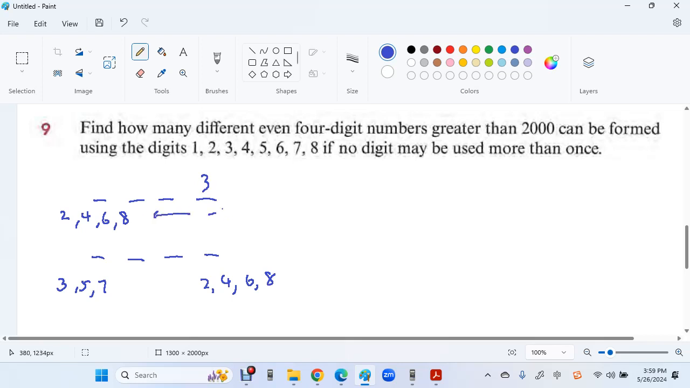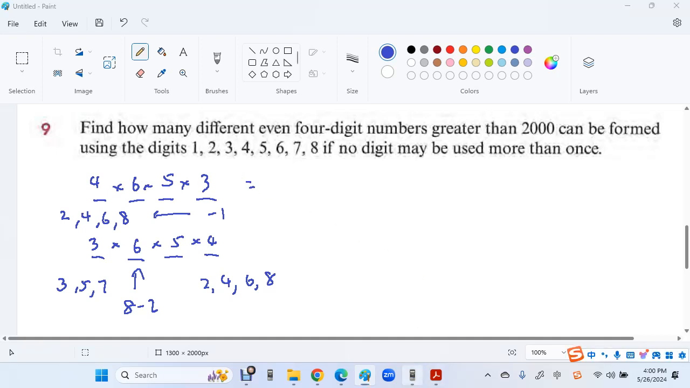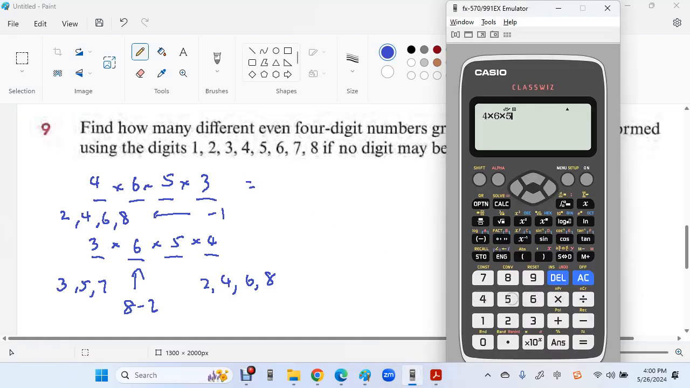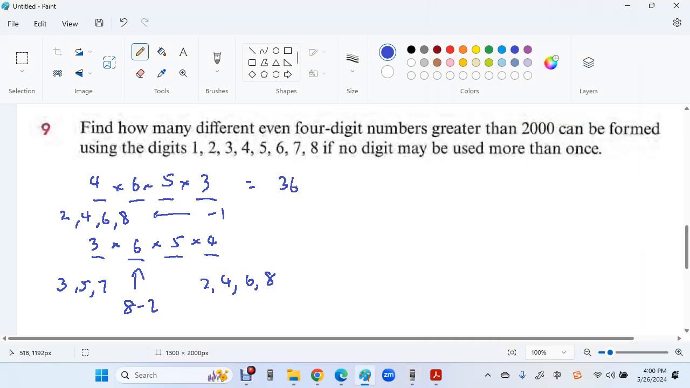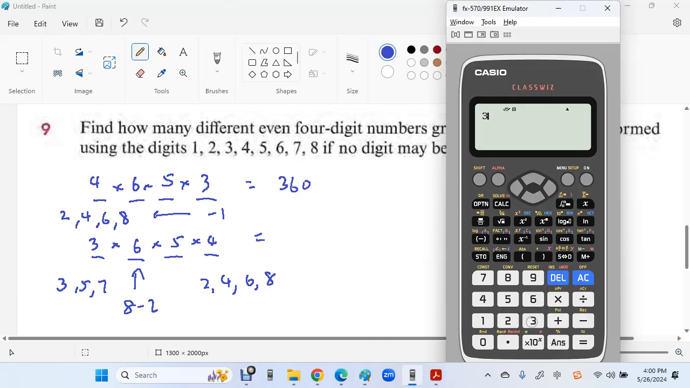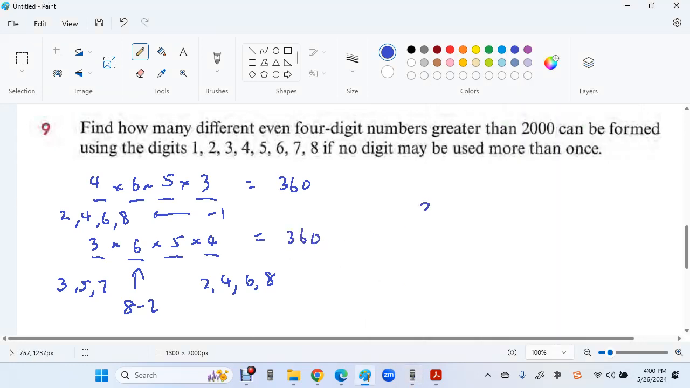So starting with 2, the ending is minus 1, so 3 choices. So we have 8, 6, 5. 8 minus 2, 6 here, then 5, 4. So this will be 4 times 6 times 5 times 3, 360. The other case will be 3 times 5, 6 times 5 times 4. This is 360. So 360 plus 360 equals 720. Okay, correct.